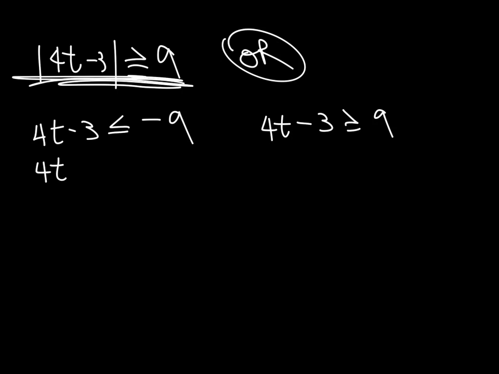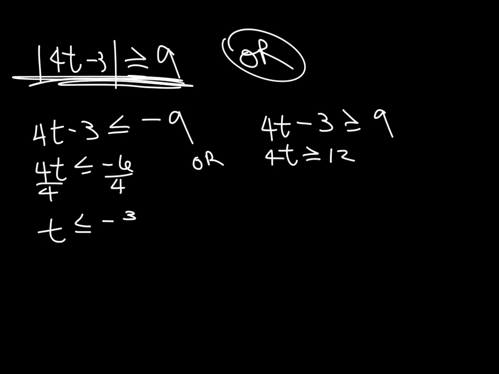So 4t less than or equal to, add 3 to both sides, and we get negative 6, and we have an OR. 4t, we add 3 to both sides, that's going to be 12. Divide by 4, and we get t is less than or equal to negative 3 halves, 6/4 reduces, or divide by 4, we get t is greater than or equal to 3.